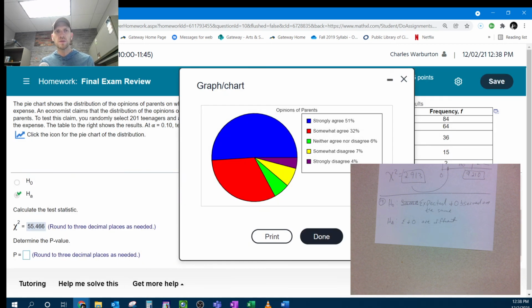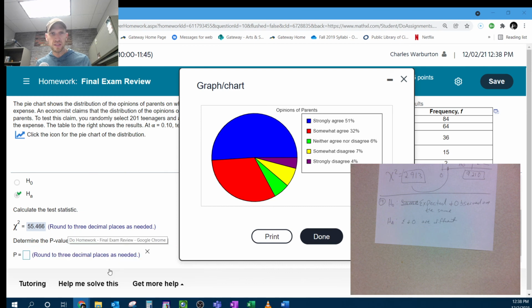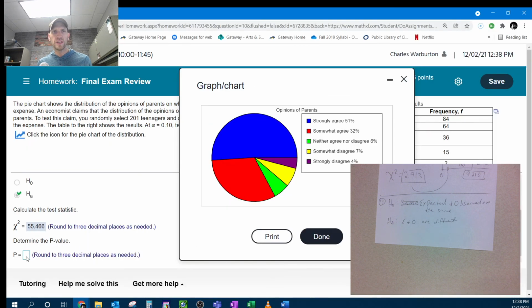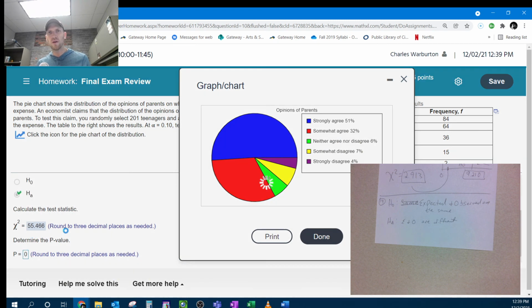And then it says, well, what's the p-value from that? P-value's on that same readout. That says it's less than 0.0001. So that's essentially 0, right? Rounded to how many decimal places? I'm not sure what they want. Rounded to 3 decimal places. Okay, so that is 0. It's like no chance at all.